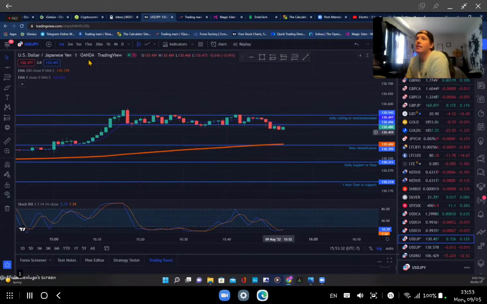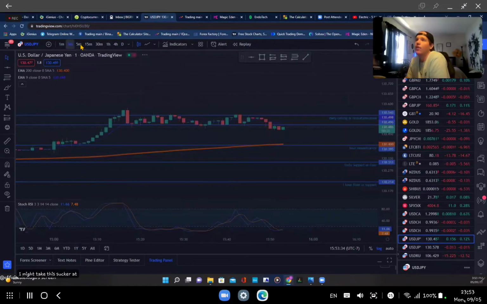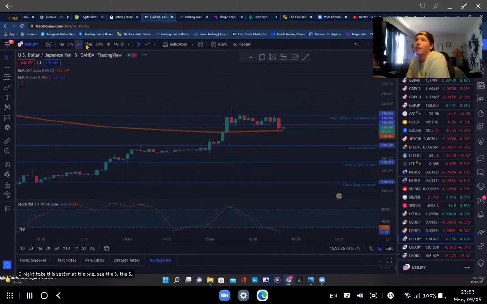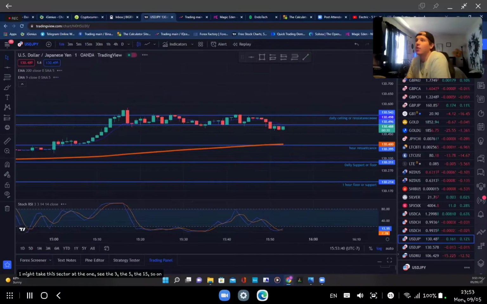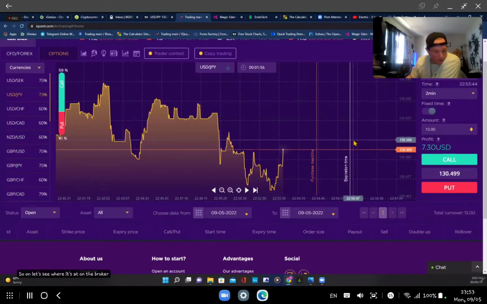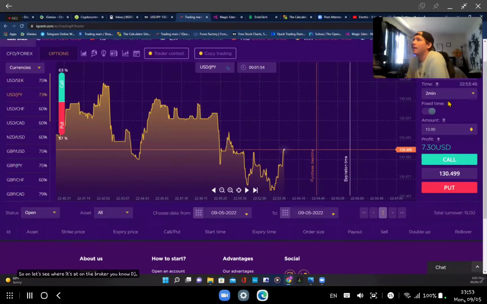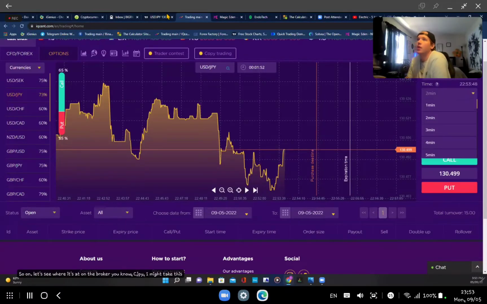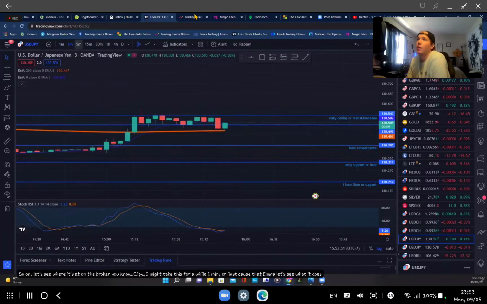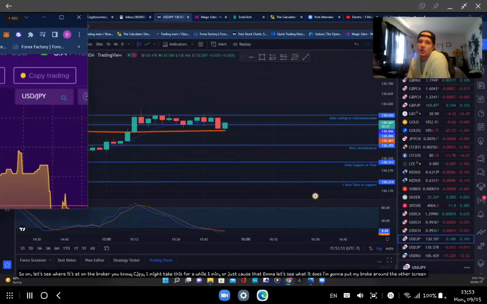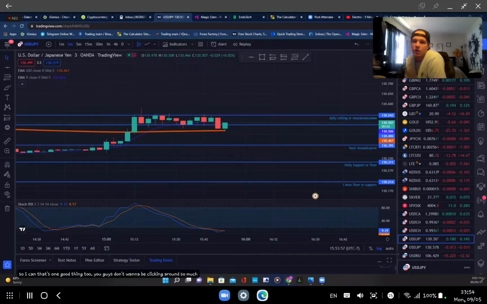Now, I might take this sucker at the 1. Let's see, the 3, the 5, the 15, the 1. Let's see where it's at on the broker. DJPY. I might take this for a 1-minute just because of that EMA. Let's see what it does. I'm going to put my broker on the other screen. That's one good thing, too. You guys don't want to be clicking around so much, okay?